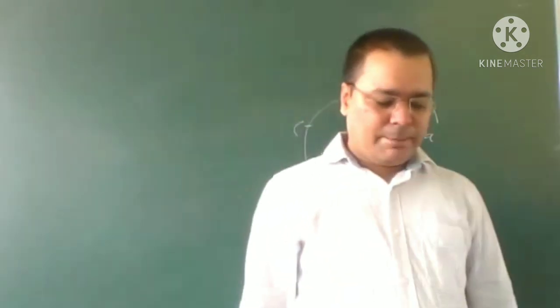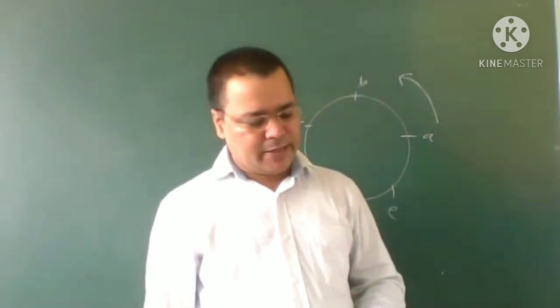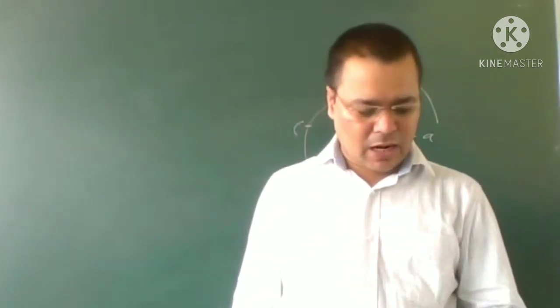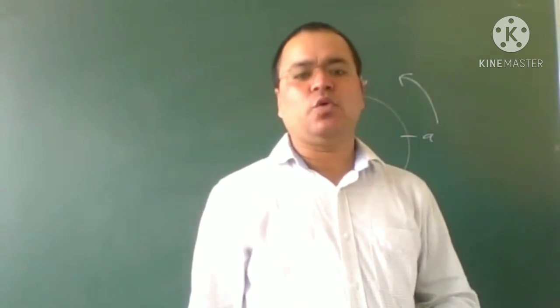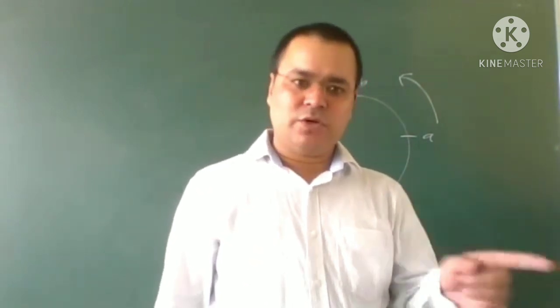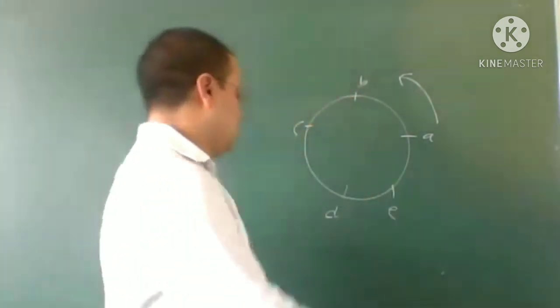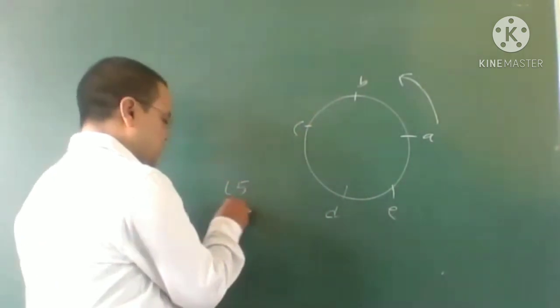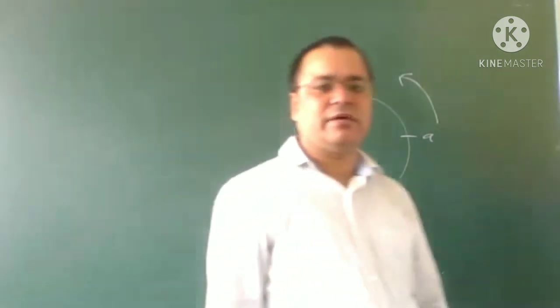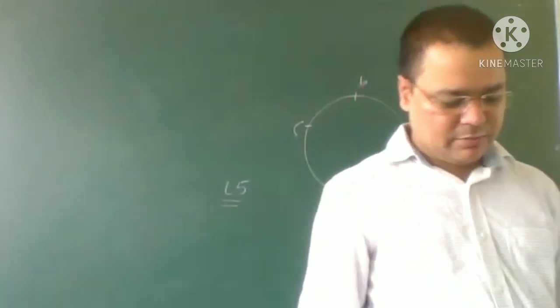Here, the five objects are represented by letters A, B, C, D, E. We can arrange them in factorial 5 ways. Factorial 5 is the number of choices we have.